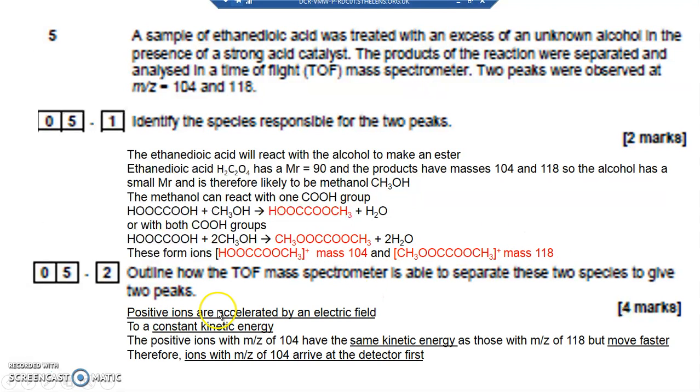So the positive ions, these plus ions, are accelerated by an electric field to a constant kinetic energy, so they've both got the same kinetic energy. The positive ions, both 104 and 118, have the same kinetic energy, but the ones at mass 104, because they're smaller, move faster, and therefore the 104 ion arrives at the detector before this ion, mass 118.